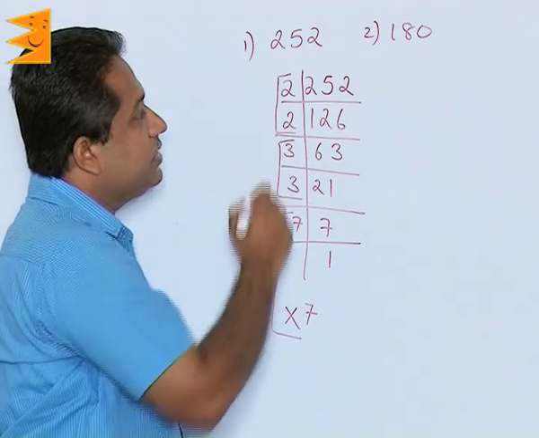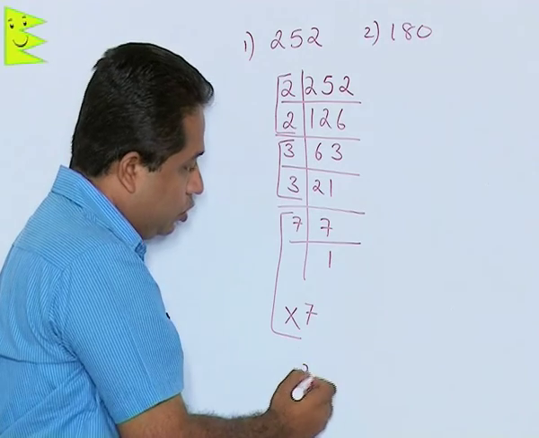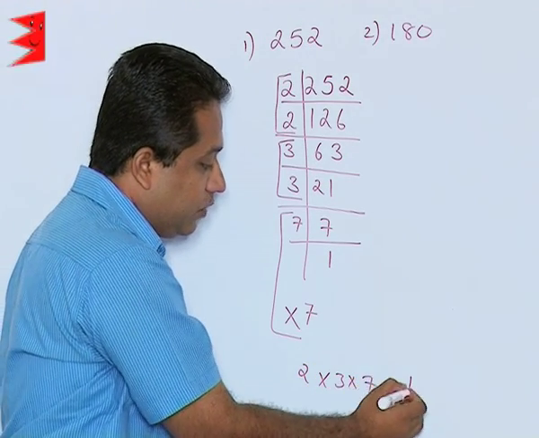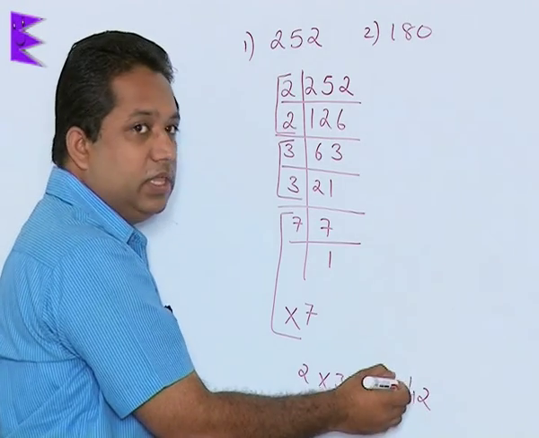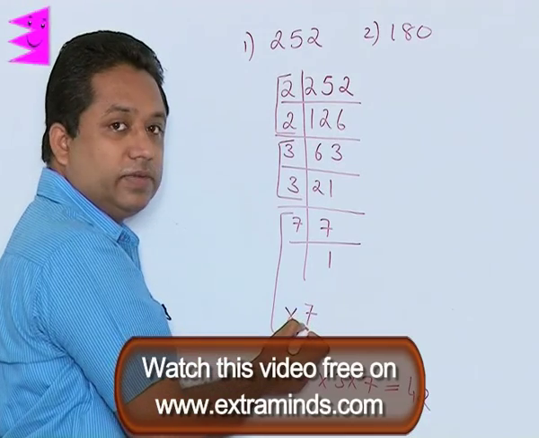And when I multiply it by 7, you will get a number, and the square root of that number will be 2 multiplied by 3 into 7. So this answer is going to be 42. So 42 will be the square root of the number when I multiply 252 with 7.